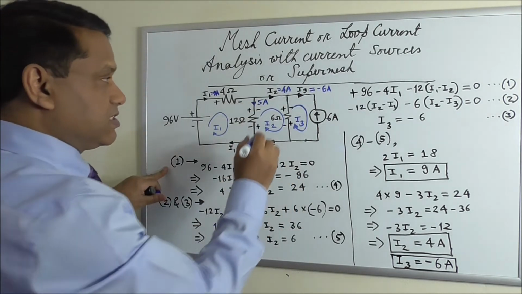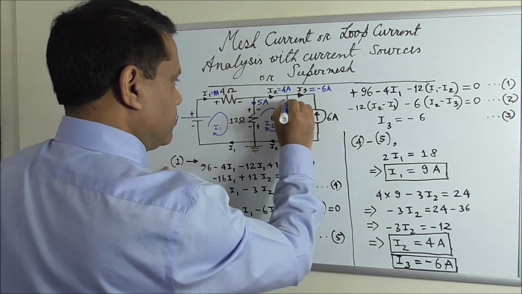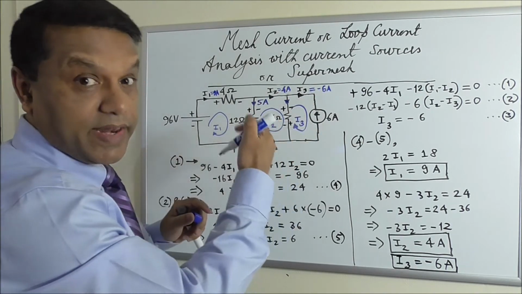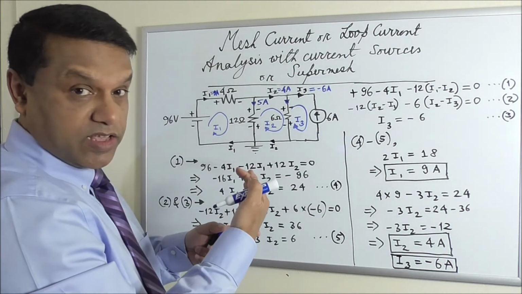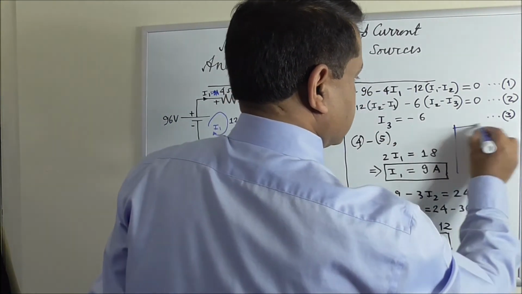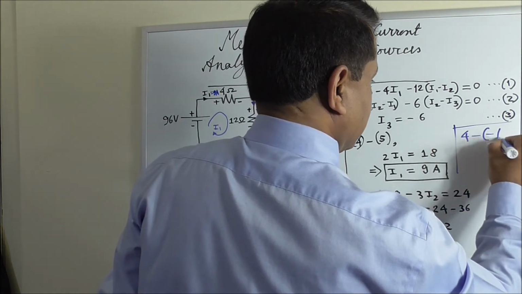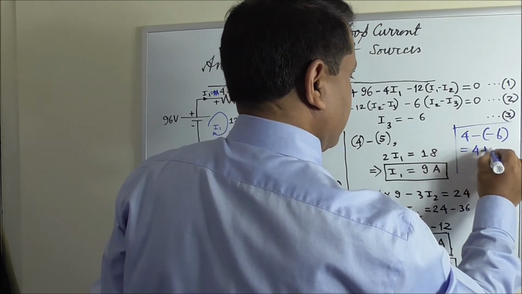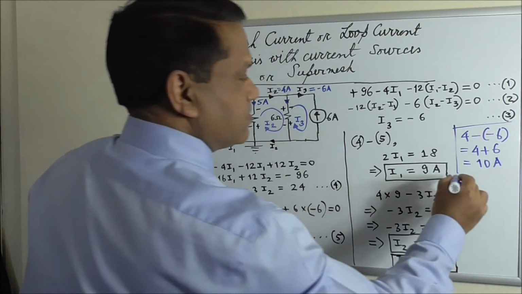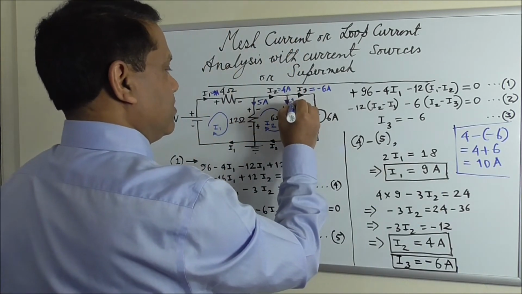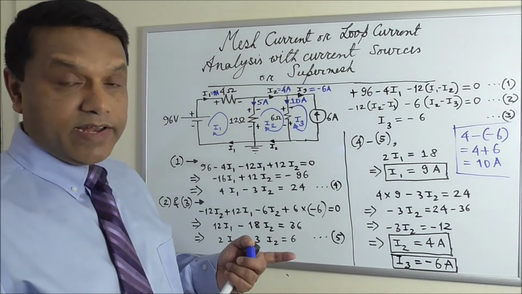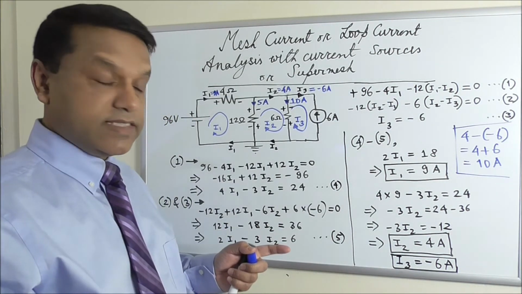and this shared branch's current downward will be I2 minus I3, that is 4 minus 6, so it will be actually plus. Let me show it here in this box. 4 minus minus 6 is equal to 4 plus 6 is equal to 10 ampere. So this current will be 10 ampere. You will find the same thing if you had used KCL at this node.